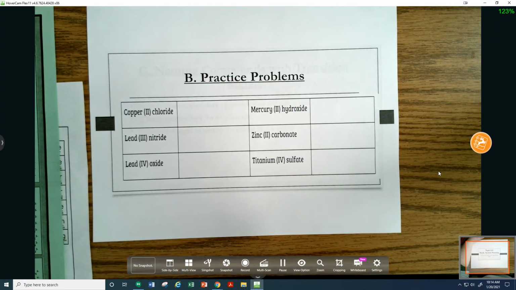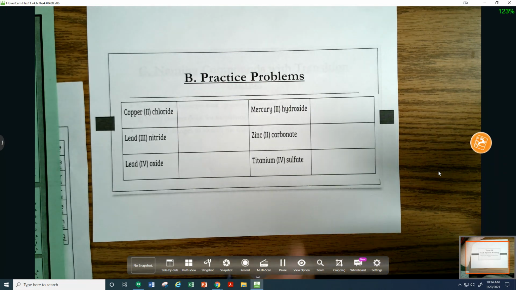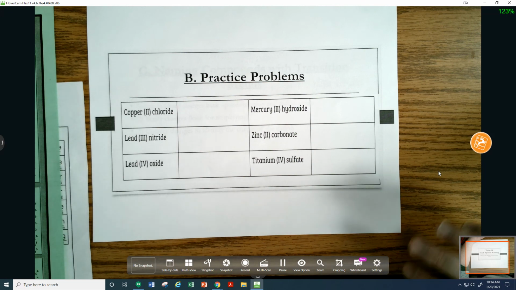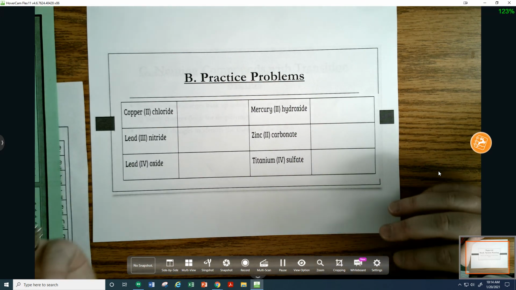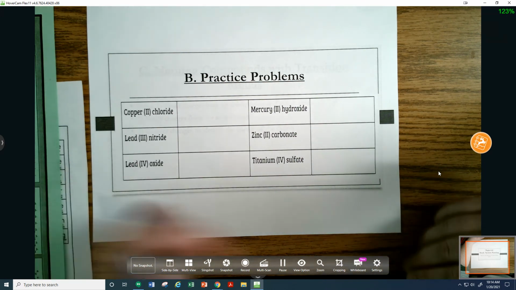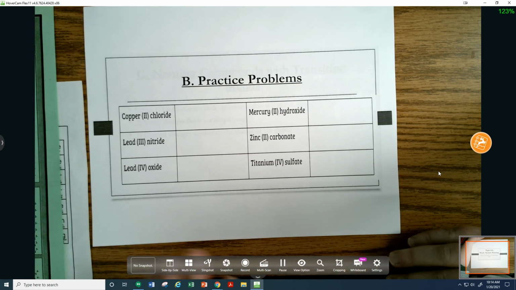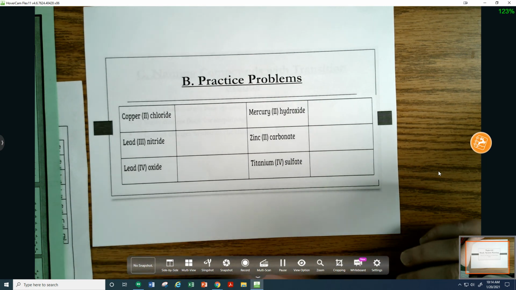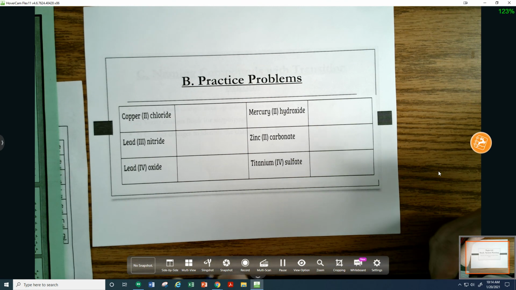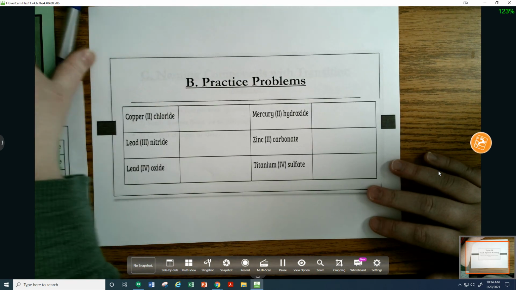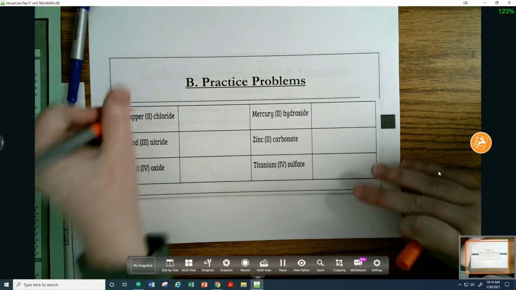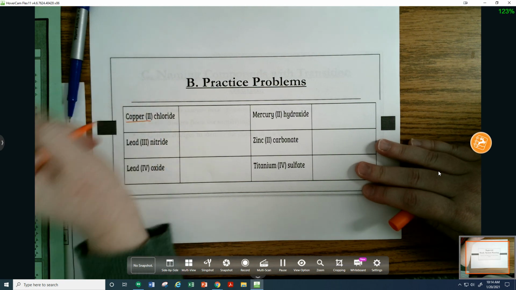So part of this naming system is relatively easy. The other part's a little bit tricky. We're going to start with the easier half right now, and that's coming up with the formula. A lot of this is no different than what we did with 6.1 with binary or 6.3 with polyatomics. So one thing that is really nice is you can see here in this first example, we have copper(II) chloride.